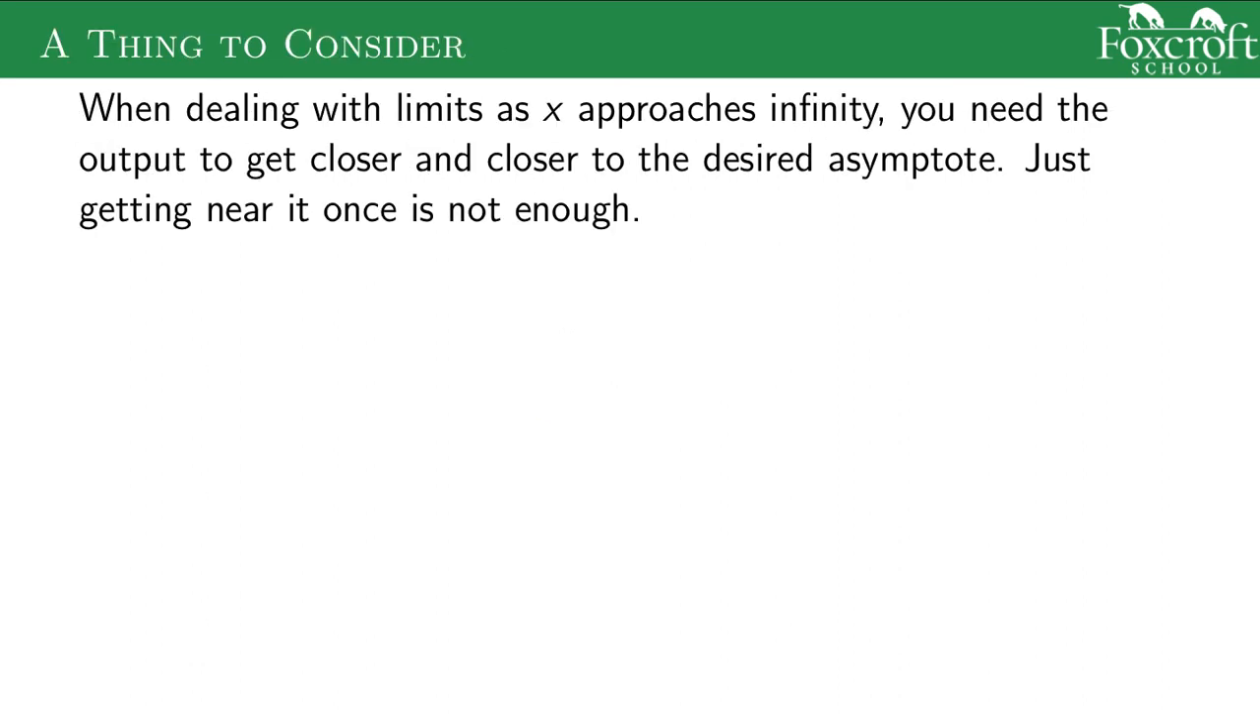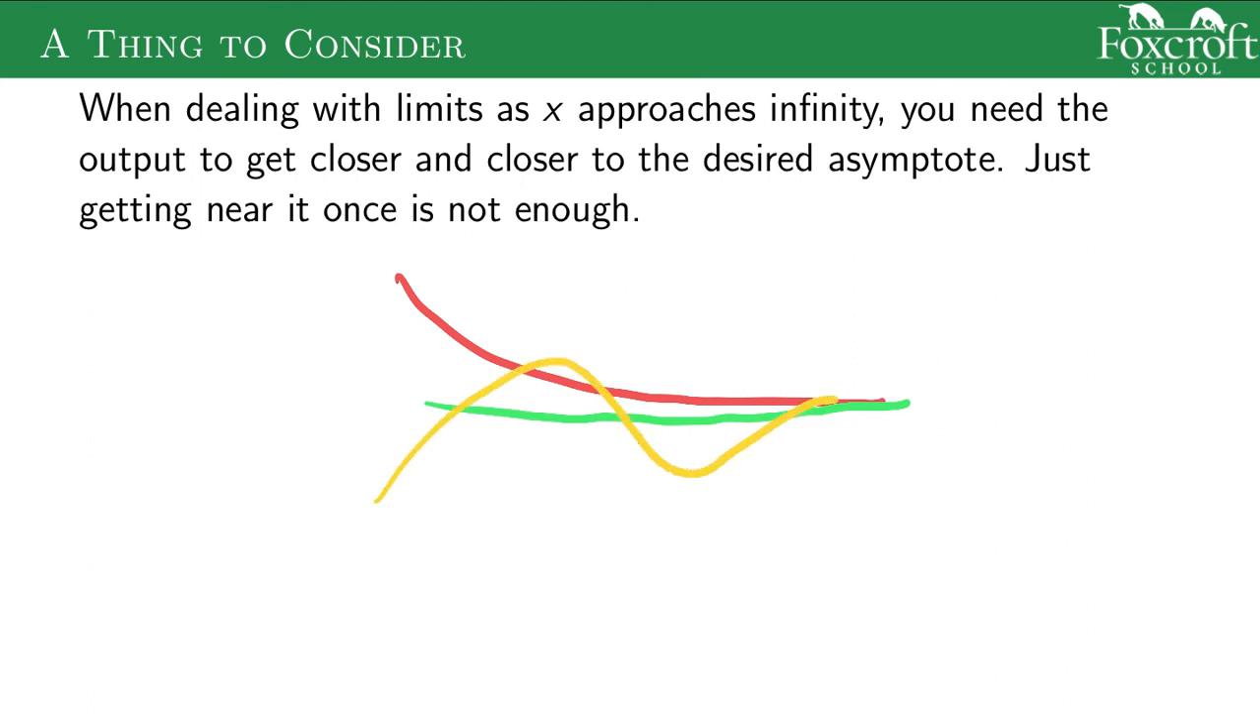One thing to consider with your infinite limits as x approaches infinity is that your function values need to get closer and closer to that asymptote. Not just get near it once and go away, or get near it again and go away. It needs to really level off and get closer and closer to that horizontal line. That's what it needs to look like in general. There are some weird ones that go up and down, but eventually they level off on that horizontal line. So that's just one thing to consider.